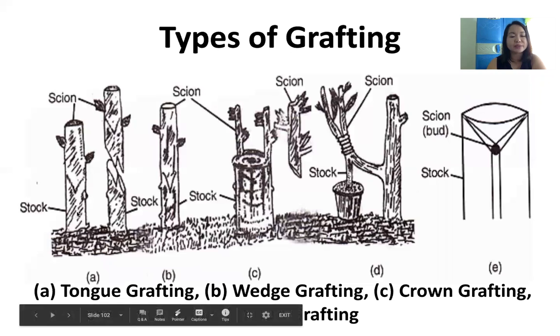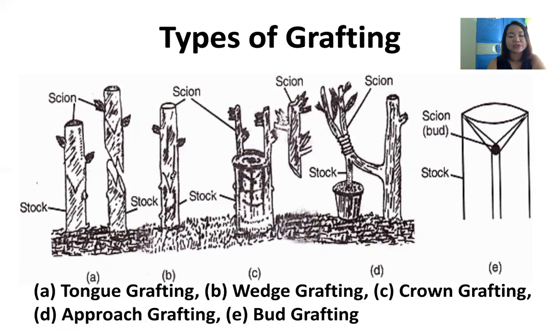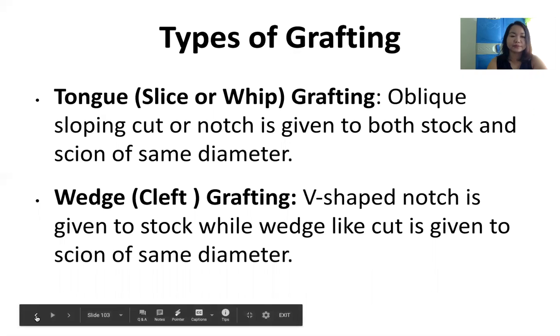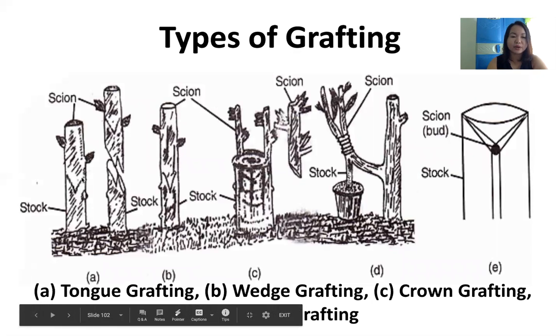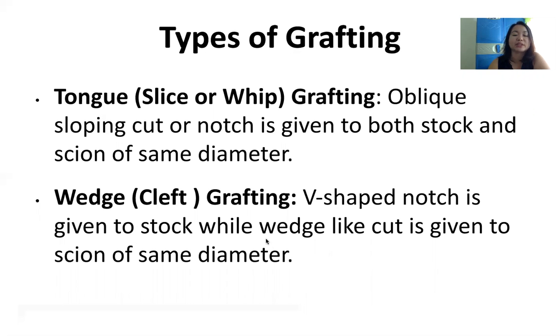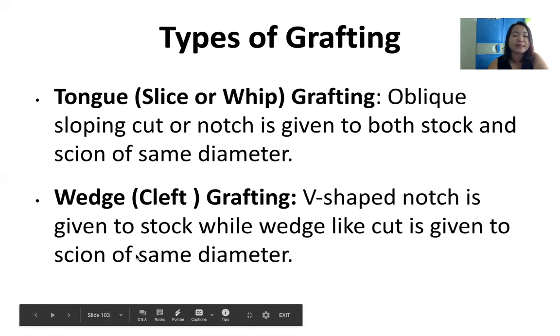So these are the types of grafting: tongue grafting, wedge grafting, crown grafting, approach grafting, and bud grafting. Tongue or slice grafting is an oblique sloping cut or notch given to both stock and scion of the same diameter, as shown in the figure here. This is the tongue, so oblique. And we have the wedge or cleft grafting. A V-shaped notch is given to the stock, and a wedge-like cut is given to the scion of the same diameter.